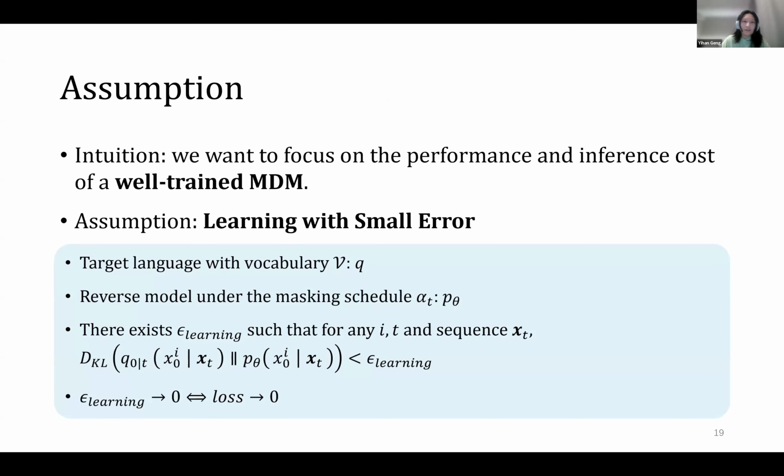So here's our assumption. We simply assume that the MDMs are able to learn the data distribution with small errors. Formally, given a target language and a masking schedule, we assume there exists a small epsilon such that the KL divergence between the data distribution and the model is always smaller than epsilon. And when epsilon approaches 0, the loss of the model also approaches 0.